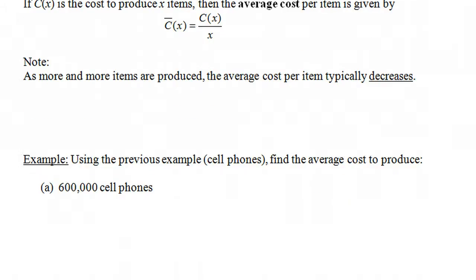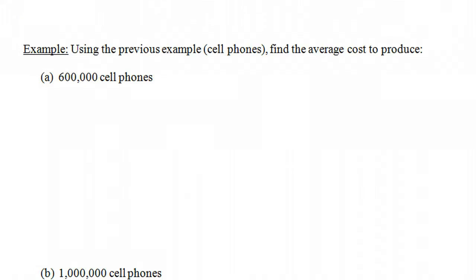Now let's do an example, and this example comes from the previous video. It says, using the previous example on cell phones, find the average cost to produce 600,000 cell phones. Now remember, our formula for C of X was equal to 20x plus 15 million. We had fixed costs of $15 million, and it cost $20 to produce each additional cell phone. So what is the average cost to produce 600,000 cell phones?